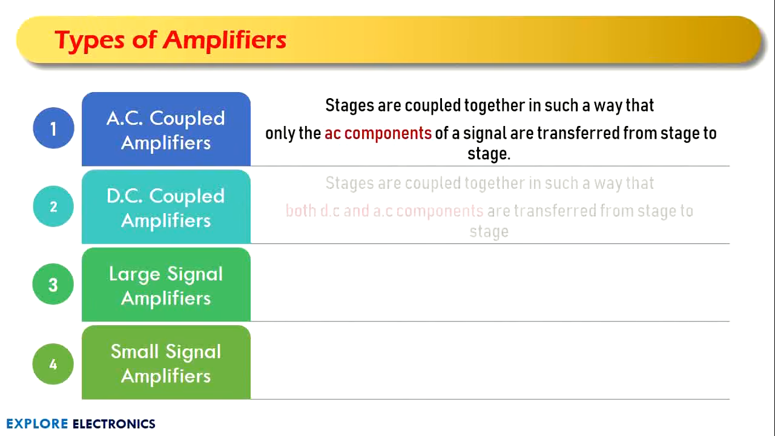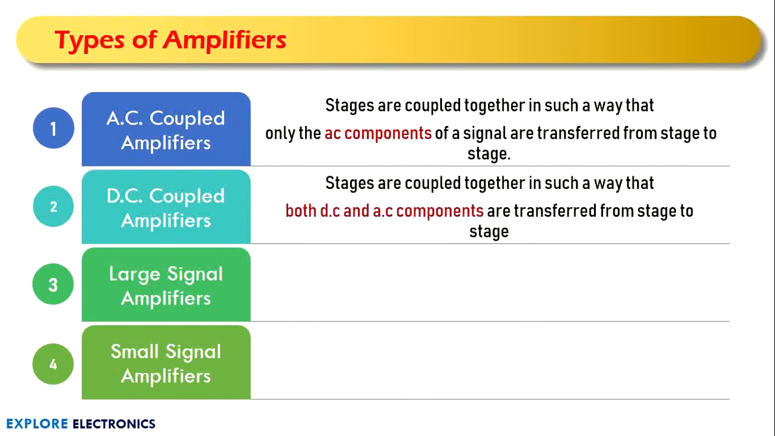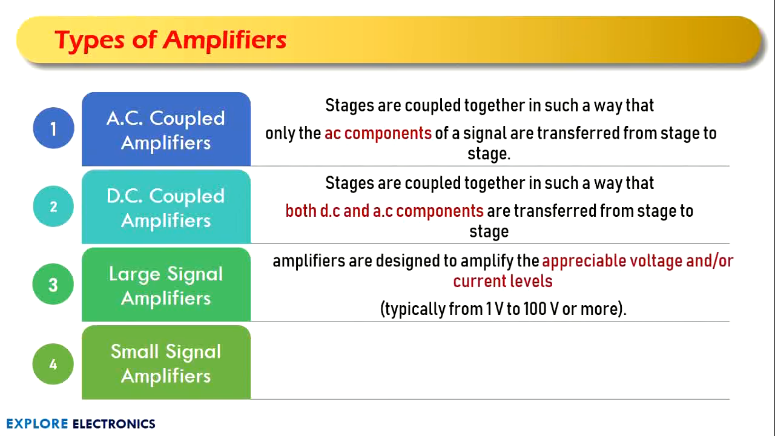Next we have DC coupled amplifiers. Here also there are a number of amplifier stages, where both the DC and AC components of the signal are going to be transferred from stage to next stage. Then we have large signal amplifiers. These kinds of amplifiers are capable of amplifying large voltage signals or high current level inputs. If we provide an input typically from 1 volt to 100 volts or more than 100 volts, the amplifier is able to amplify that signal to the next level. That is called large signal amplifiers.